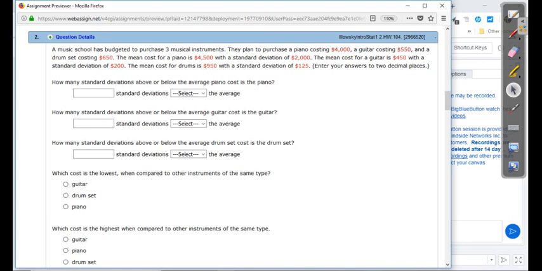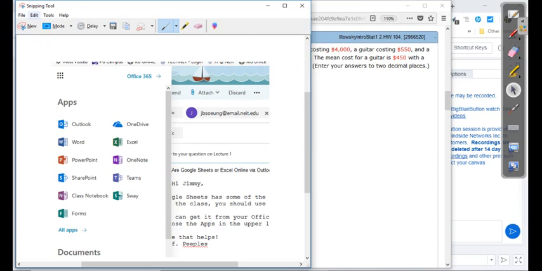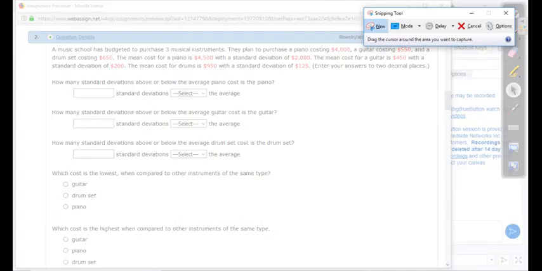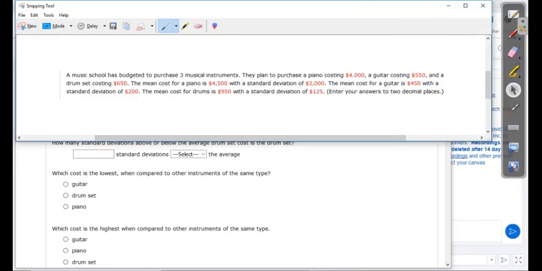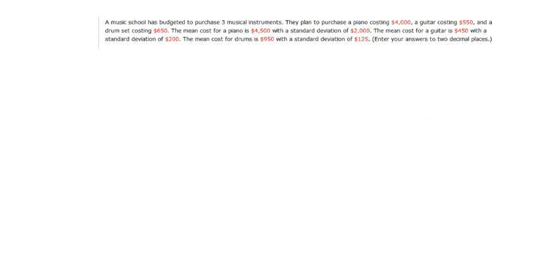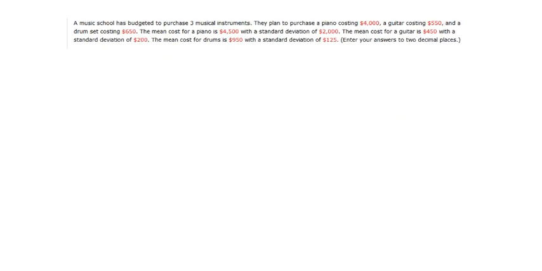So let's take a screen capture of this information right here, and let's use it. I'm going to copy that image. Let's go to our whiteboard, and let's take that information up here. Let's see what we can do with it. All right. So let's talk about the pianos for a moment.